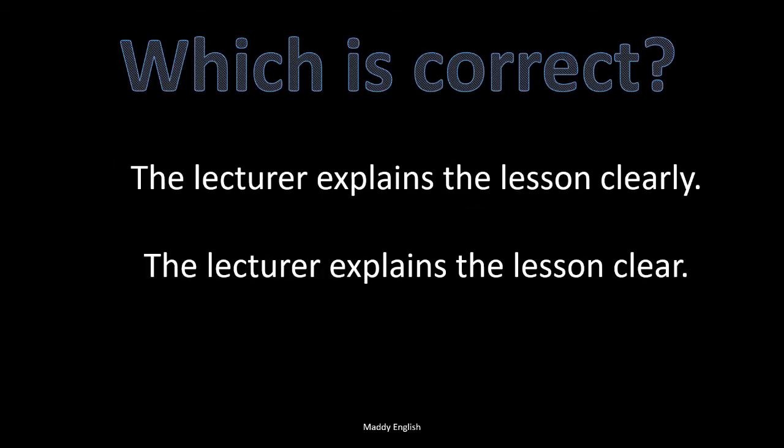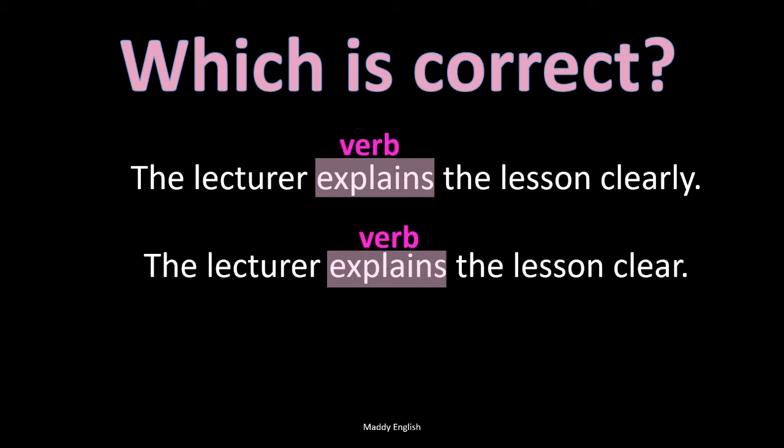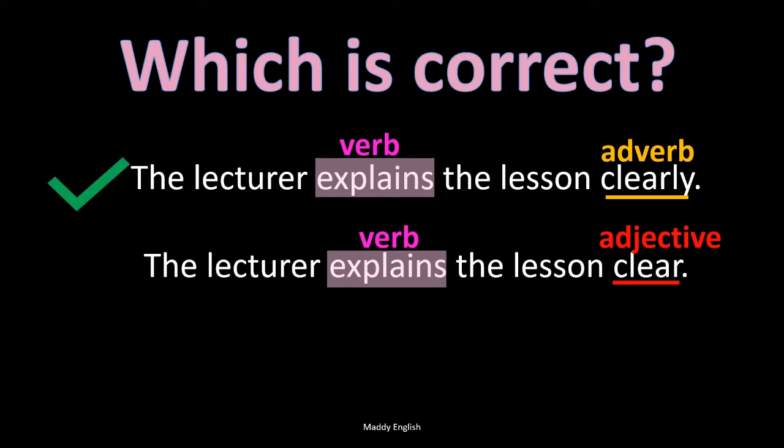The lecturer explains the lesson clearly. The lecturer explains the lesson clear. Which is correct? In the sentence, explain is a verb. In order to describe the verb explains, an adverb has to be used instead of an adjective. So the correct answer is... You got it. The lecturer explains the lesson clearly.